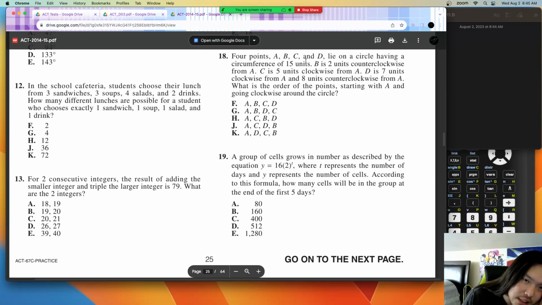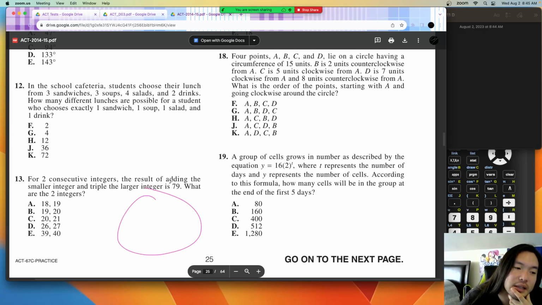4 points, A, B, C, D, lie on a circle having a circumference of 15 units. B is 2 units counterclockwise from A, C is 5 units counterclockwise from A, D is 7 units counterclockwise from A, and 8 units counterclockwise from A. What is the order of the points starting from A and going clockwise around the circle? Okay, this is a very unique problem. I've never seen anything like this. So let's just put A on the top.